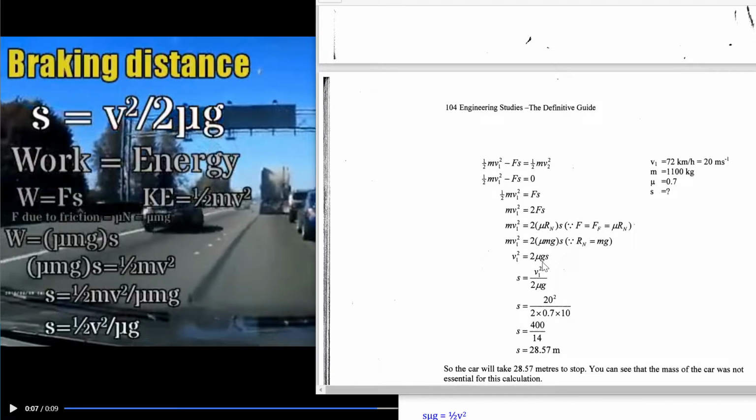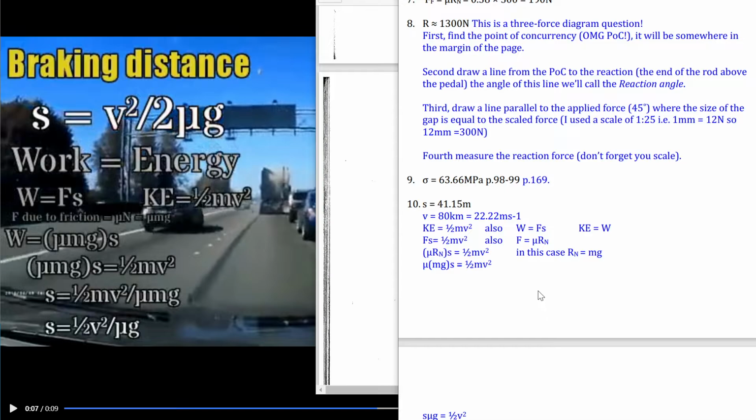V squared equals 2 mu gs, right? That's another way of writing the formula, probably a nicer way, but we want to rewrite it because we want the stopping distance s. So then what we can say is that mu mgs equals half mv squared. The masses cancel out. We can remove them from both sides, and that leaves us with half velocity squared divided by the coefficient of friction times gravity. Once we have that, it's pretty easy just to start. So here we've said in this case, the normal reaction equals mg because it's just a flat surface. It's a boring question. And that gives us this formula.